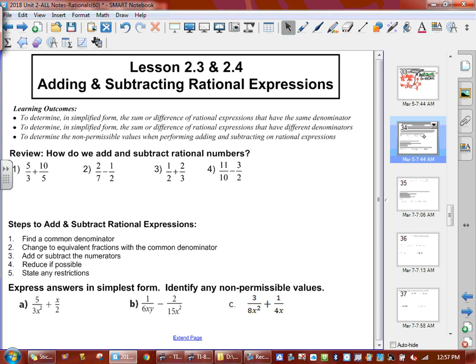Okay, this is lesson 2.3 to 2.4. We are talking about adding and subtracting rational expressions. So first of all, let's remember how to add and subtract fractions. The whole thing is about a CD. What are we talking about here? CD. Common denominator. Good job. Common denominator.